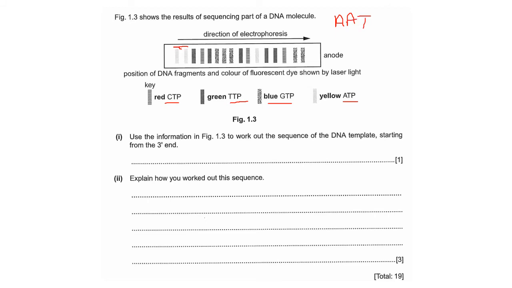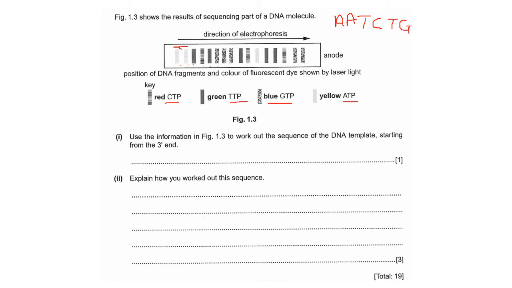Okay, so those are the first 3 bands that we have here if we're reading from left to right. And then we have our next set of bands. We have C here, we have T here, and we have G here. So that means we have C, T, G.